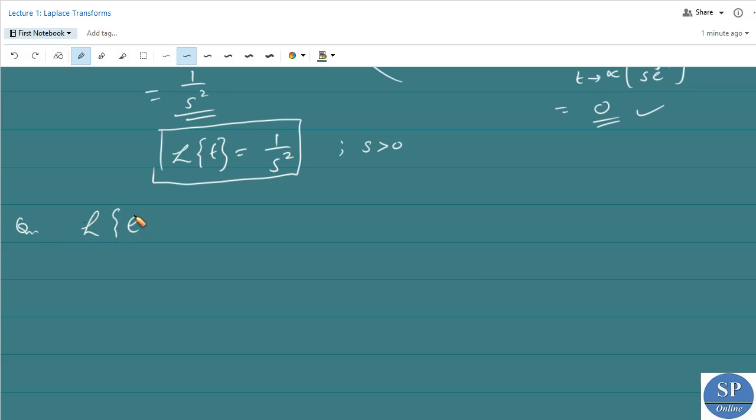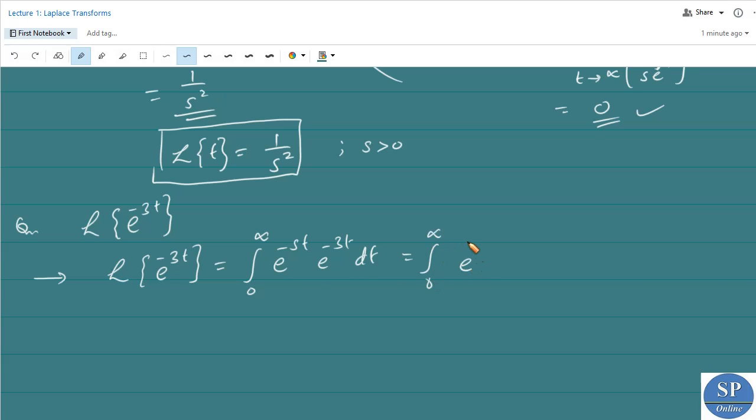L of e power minus 3t, Laplace transform of exponential function. To find this, by definition L of e power minus 3t is equal to integral 0 to infinity e power minus st into e power minus 3t dt, where f of t is e power minus 3t here. So this is equal to integral 0 to infinity e power negative of s plus 3 into t dt. Clear? So on integration we get e power minus s plus 3 t divided by minus of s plus 3, t varies from 0 to infinity.